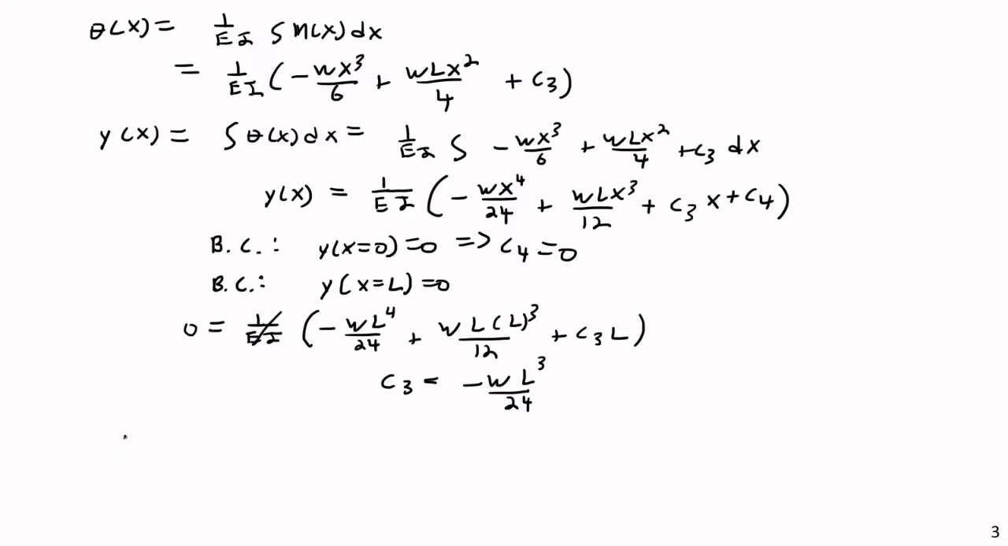And then in turn, I now have my full deflection equation for my primary beam. y as a function of x will be equal to 1 over EI times negative wx to the fourth divided by 24, plus wL x to the third over 12, and then minus our constant, minus wL to the third over 24 times x.